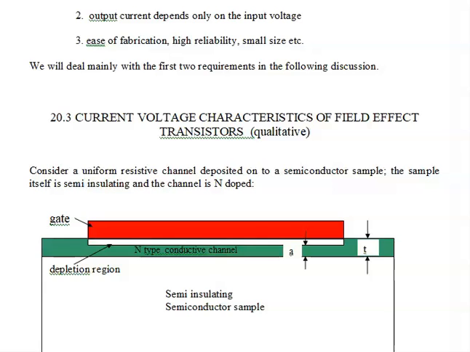So let's get started with a deposited channel field effect transistor. What we have here is a semi-insulating substrate, probably gallium arsenide, and we're going to deposit a conductive layer on top of the gallium arsenide wafer. And then on top of the conductive layer, we're going to deposit another conductive layer. Now, the first thing you're thinking is that's a really silly idea. Why deposit one conductor on top of another conductor? Well, this conductor here shown in green is a very special kind of conductor. It is a crystal conductive channel.